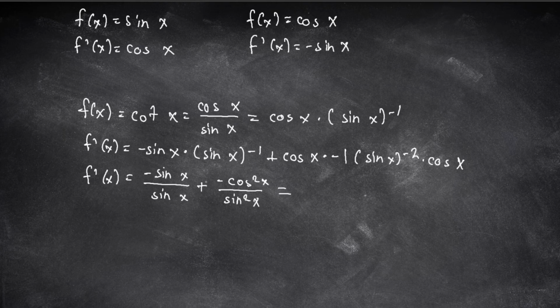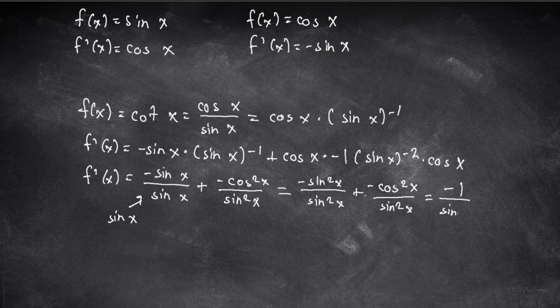And then you simplify this by multiplying by sine of x. So that's negative sine squared of x divided by sine squared of x, plus negative cosine squared of x over sine squared of x. So yeah, similar denominators. So negative sine squared of x plus negative cosine squared of x, that's just negative 1 over sine squared of x. That means the derivative of our cotangent of x is negative cosecant squared of x, because 1 over sine is cosecant. Since it's squared, this is squared. And that's basically it for cotangent of x.